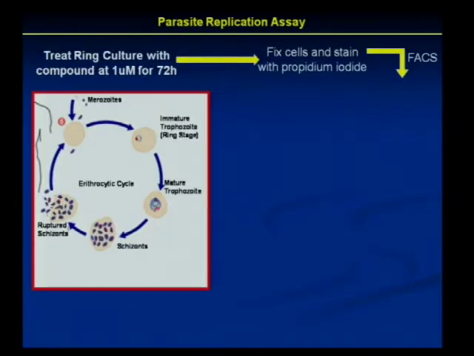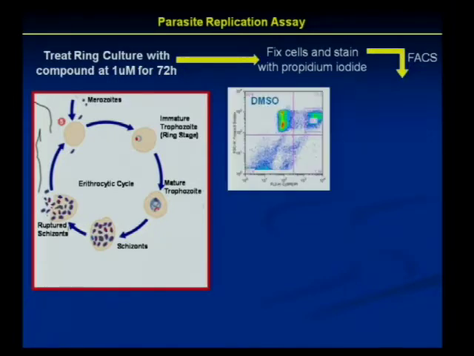The standard replication assay was to take cultures at ring stage, treat them with 1 micromolar of compound, and then wait 1.5 cycles, so 72 hours. By that point, we reach the schizont stage, in which the parasite has already replicated its DNA multiple times. So it's very convenient to just stain the DNA and do a flow analysis. The red blood cells don't have DNA, so they have very low fluorescence compared to the schizonts that have a lot of parasites in them.